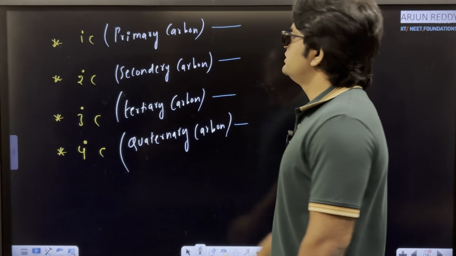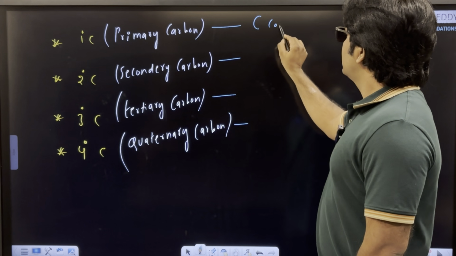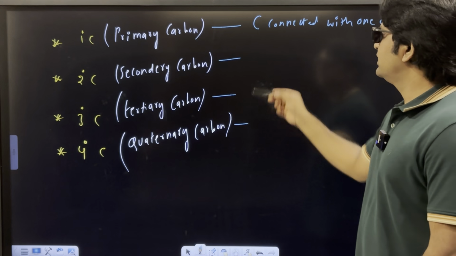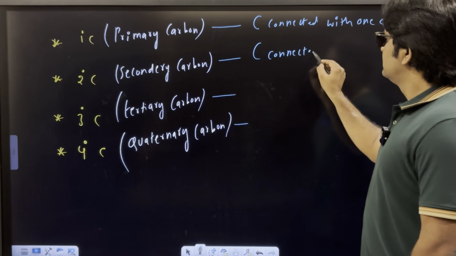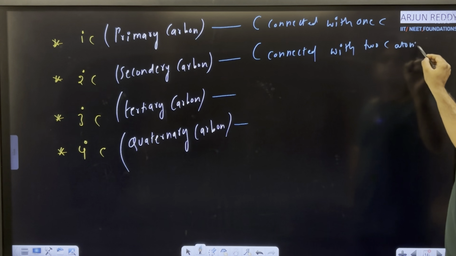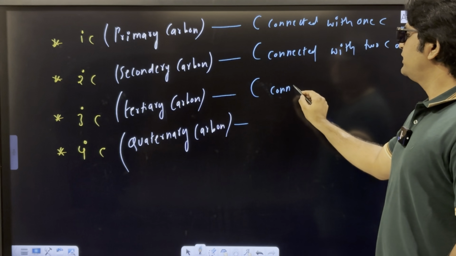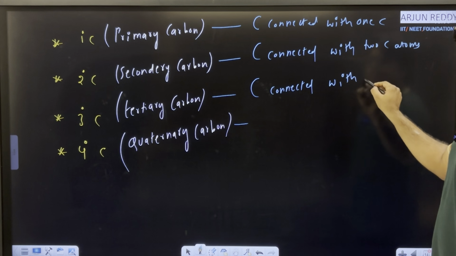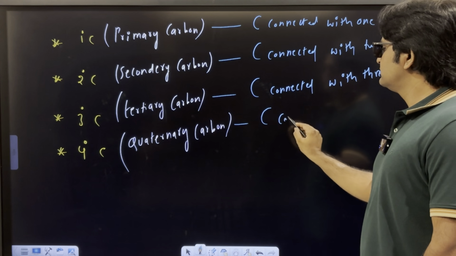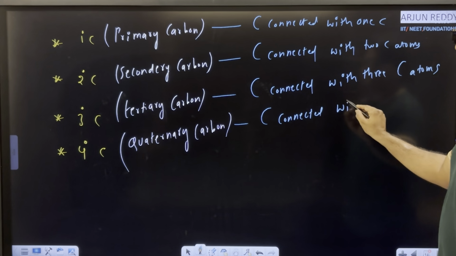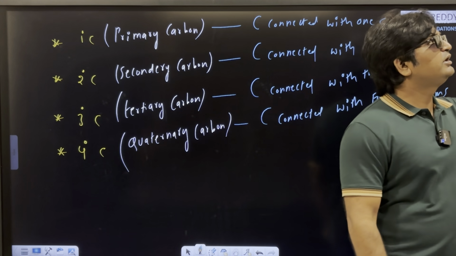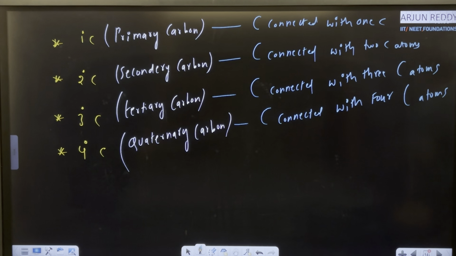Now if you want to write, you can write these points also. 1 degree carbon is nothing but carbon connected with 1 carbon. Next, carbon connected with 2 carbon atoms. Next one, carbon connected with 3 carbon atoms. What is quaternary carbon? Carbon connected with 4 carbon atoms. Clear? That is the meaning of 1 degree, 2 degree, 3 degree and 4 degree, right? Note down these points.